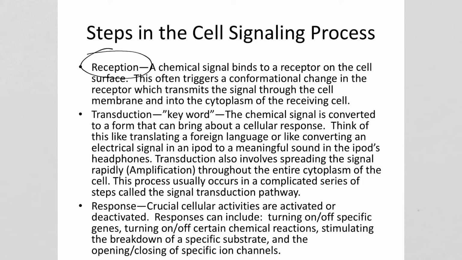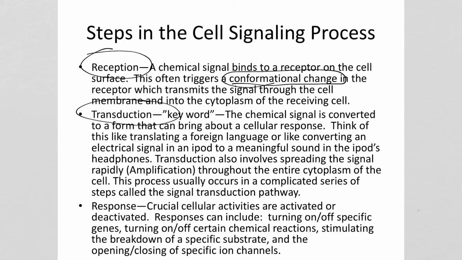And most of that change in shape happens just inside the membrane. It's called a conformational change. And this transfers the signal message from outside the cell into the internal part of the cell. Step 2 is very important. It's called transduction. In this case, the signal is converted to a form that can bring about a response.